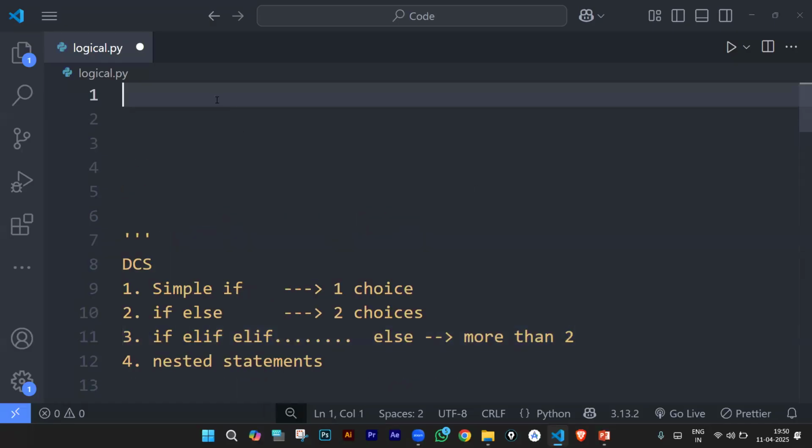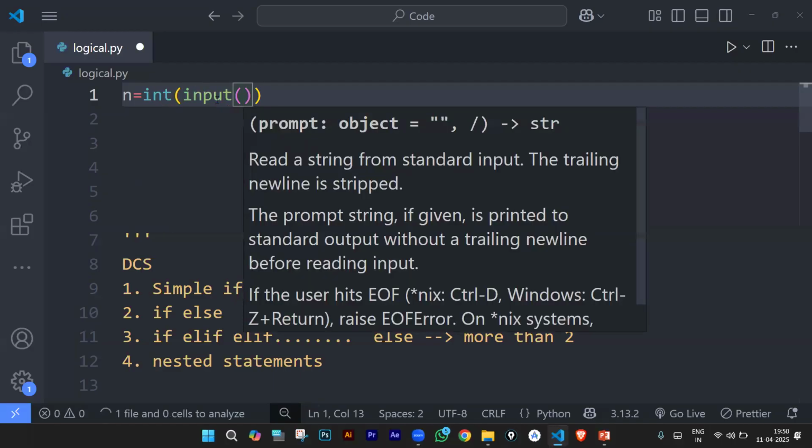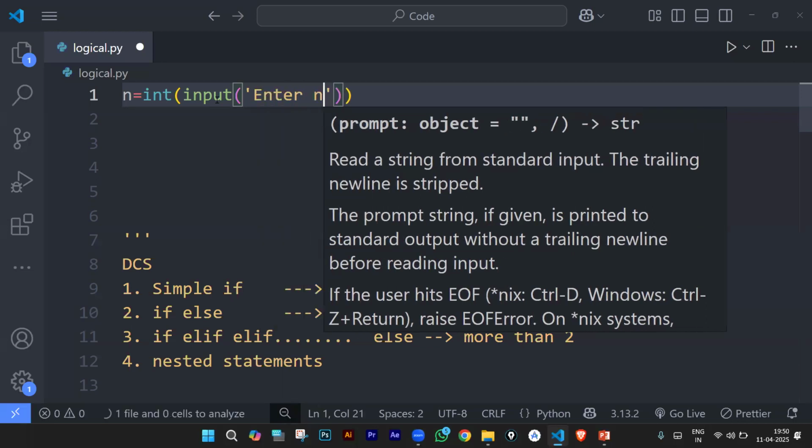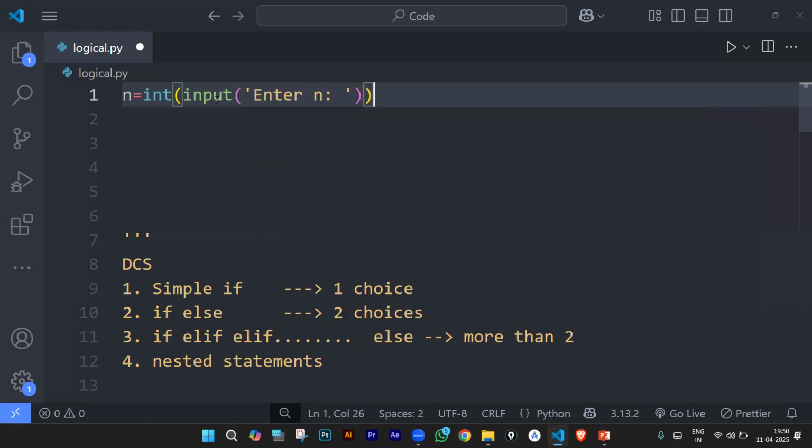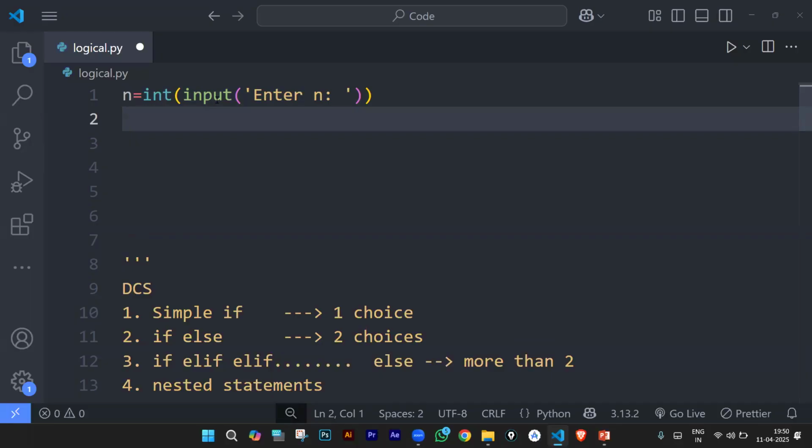Let us say I'll take a number n from the user. n is equal to int of input. I'll ask the user to enter it. I hope you guys are familiar with this by now. Do practice every day. Whatever new thing you are learning, if you practice it, you can easily understand the next lectures. The continuity will be there.